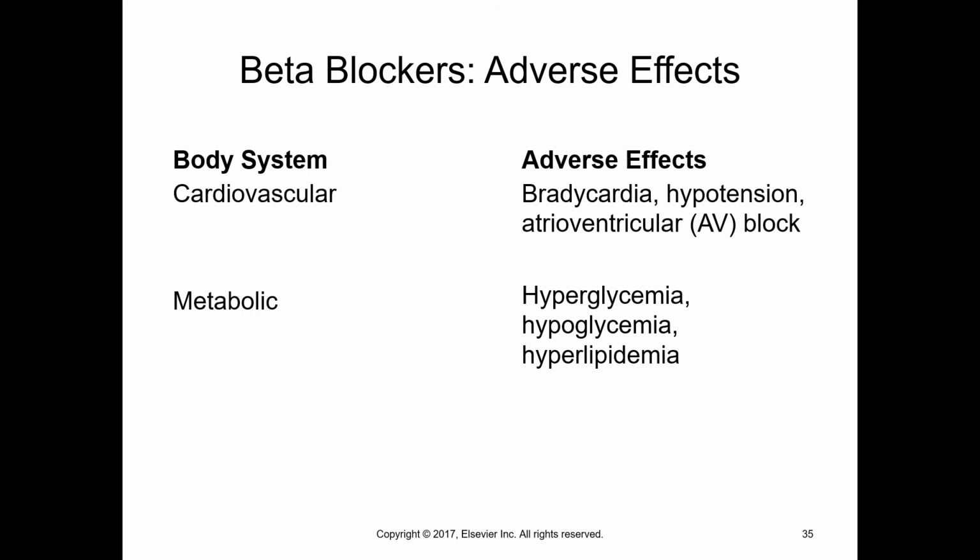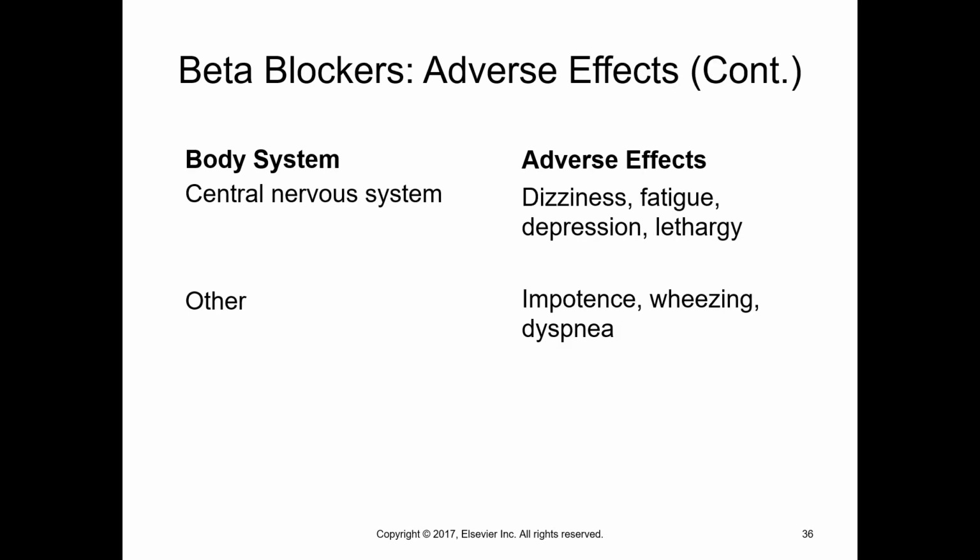I'll let you look at this, but this is really for beta blockers. In different systems, they have different effects. In the cardiovascular system, bradycardia, hypotension can cause AV block, which is why we wouldn't want to give it to somebody who has certain types of block, second, maybe even a third, especially a third. Be careful. Metabolically, it can cause hyper or hypoglycemia. It can cause hyperlipidemia. It can neurologically cause dizziness, fatigue, depression, lethargy, can put them at risk for falls, right? Impotence, wheezing, dyspnea.